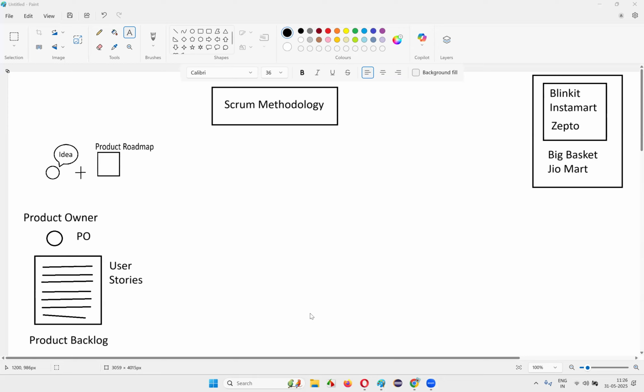Clear? So far clear everyone? This part is clear so far? Any doubts, any questions in this part before I move to another part? Yeah, this part is clear.